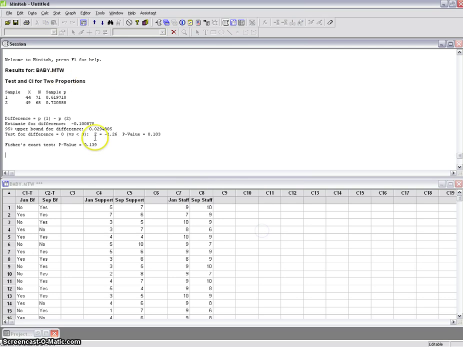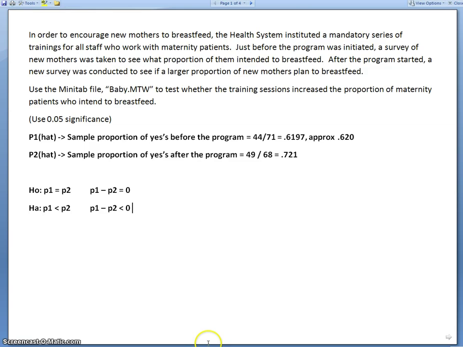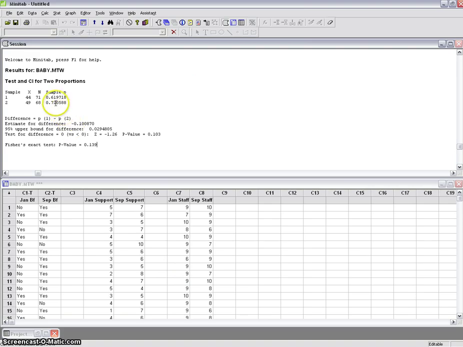Now when you hit OK, these are the results you get. We already saw up here the sample proportions. They should match our p-hats that we found, and they do, 0.620. This one's a little different, 0.720, or I guess if we round that to 3 decimals, it would be 0.721. We have an upper bound for the confidence interval. We have a test difference. We are looking at whether or not the difference is equal to 0 versus less than 0. Here's our test statistic, and here's our p-value.